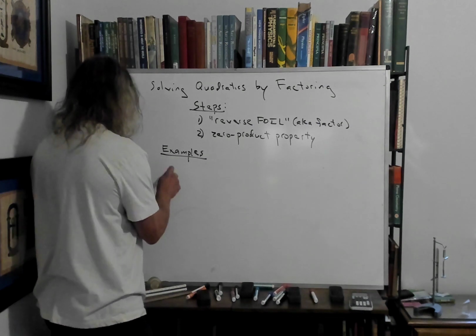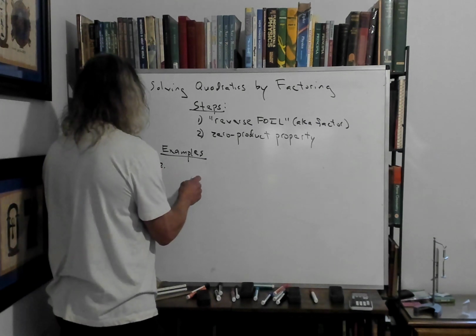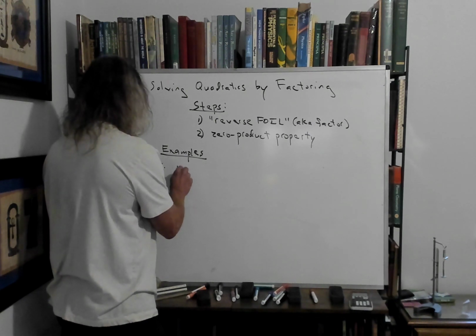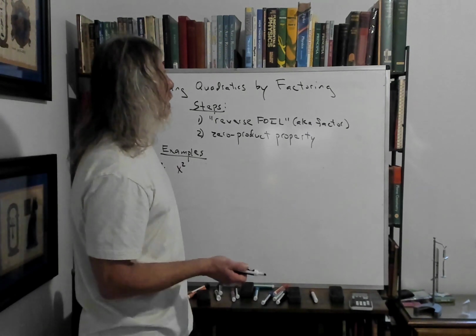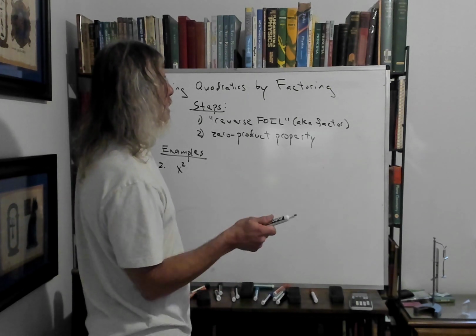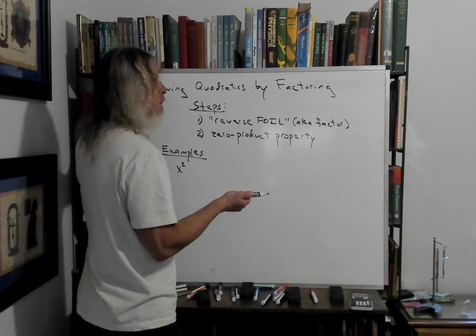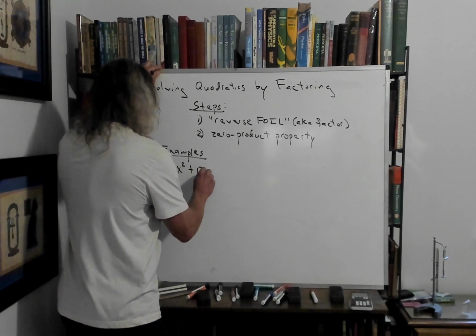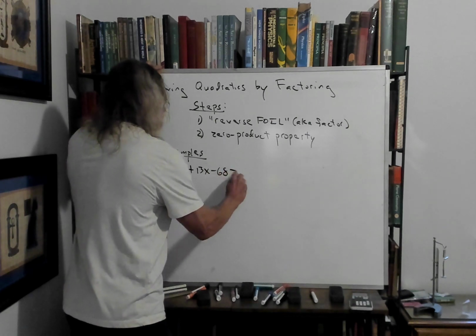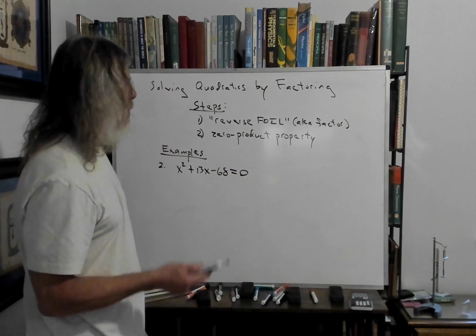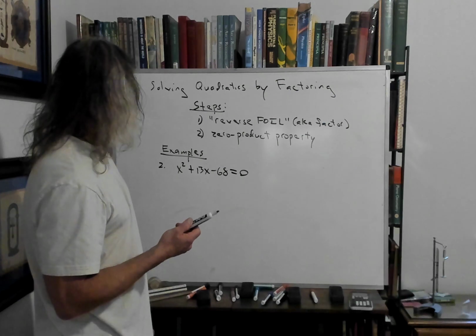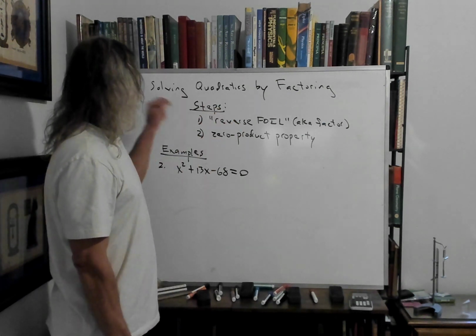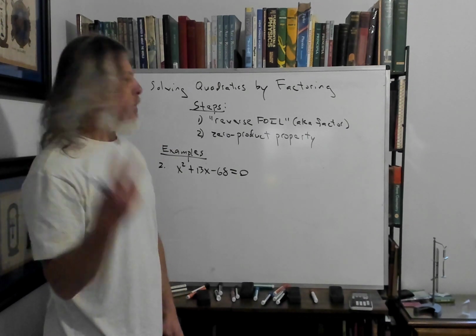If we have, let's say, 2x squared plus 13x minus 68 is 0. So we need to go through the steps: reverse FOIL and zero product property. Those are the two things we're going to do to solve.